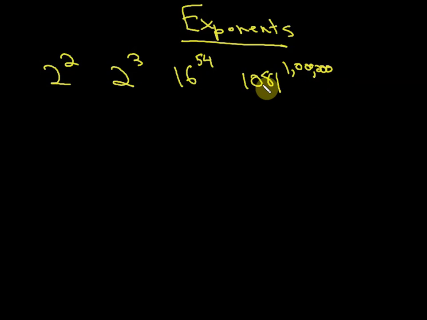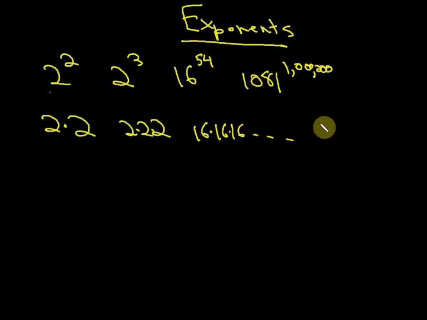Well, this is nothing more than multiplication. So it's saying, in a shorthand form, multiply 2 by itself twice. Here it's saying multiply 2 by itself 3 times, 16 by itself 54 times, and then 1081 by itself 1,000,000 times.